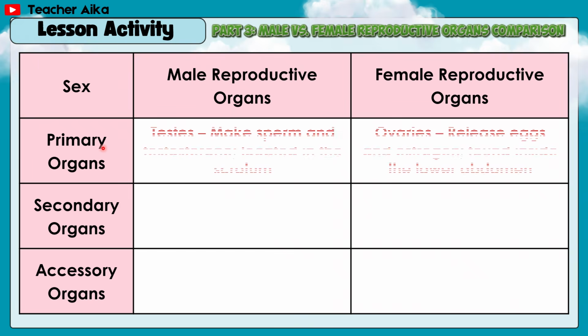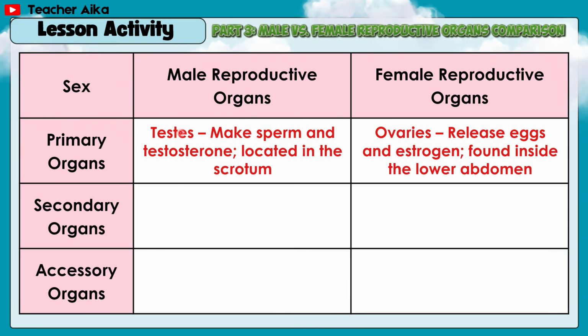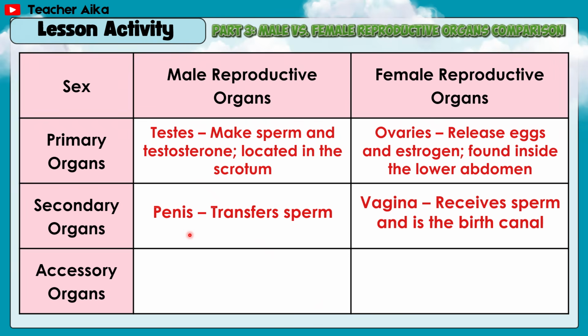Primary organs: male, testes, make sperm and testosterone, located in the scrotum. Female, ovaries, release eggs and estrogen, found inside the lower abdomen. Secondary organs: male, penis, transfers sperm. Female, vagina, receives sperm and is the birth canal.